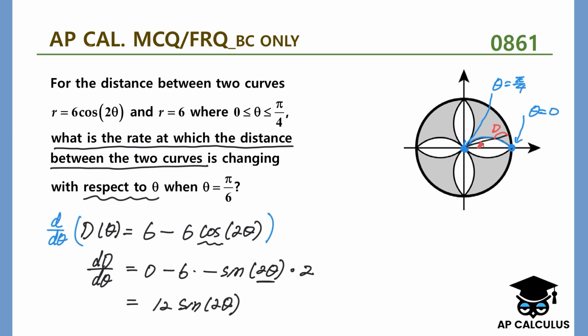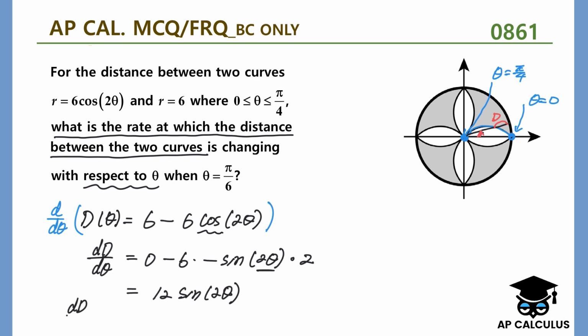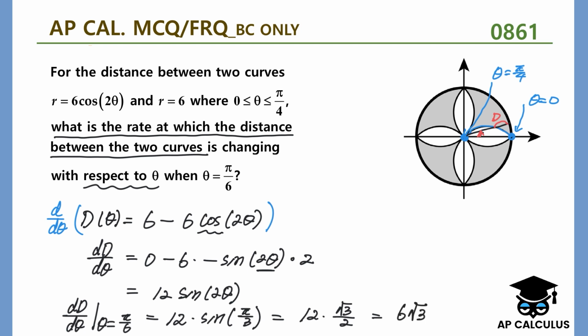So far so good. And we're trying to find dd over d theta when theta is equal to pi over 6. So that is equal to 12 times sine of 2 times pi over 6, that's pi over 3, right? So 12 times sine pi over 3, that's root 3 over 2. So that's going to be equal to 6 root 3. Okay, so the answer is 6 root 3.